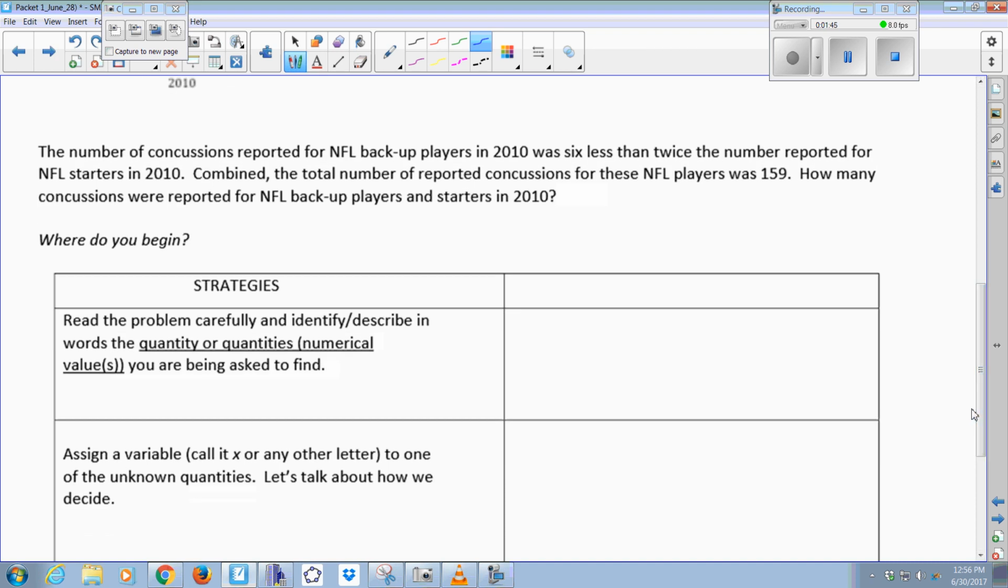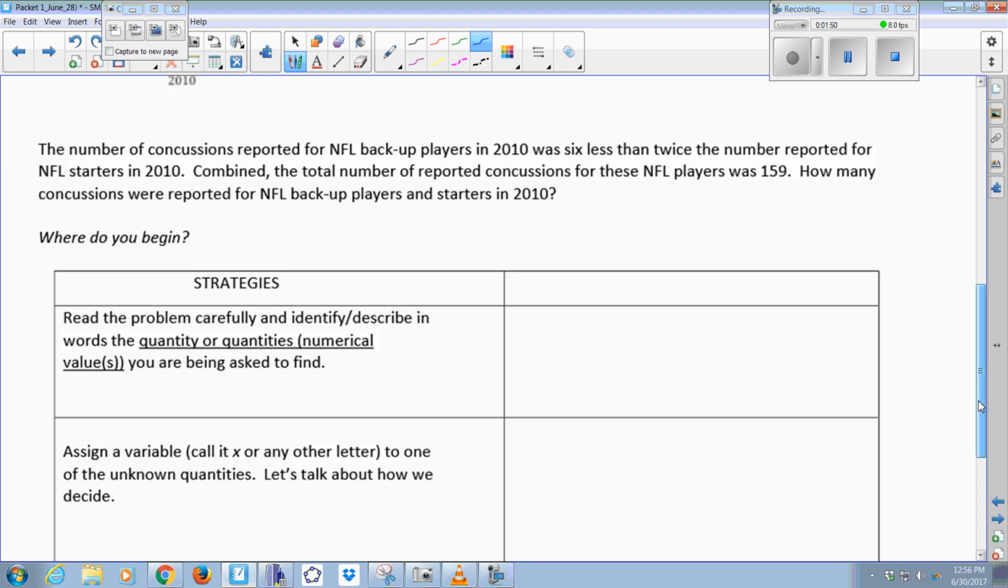Sometimes you ask the question, where do I begin? So the first thing that's very important, and it needs to be stated, even though you might say, come on, I'm going to read this problem, but you really need to read the problem carefully. It's not like reading a novel. And what's important is that you identify or describe in words for yourself the quantity, and sometimes it's more than one quantity, which is a numerical value that you're being asked to find. So in this case, we have two numbers we're being asked to define.